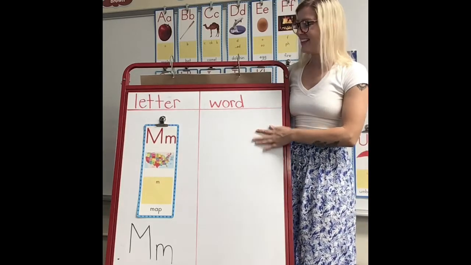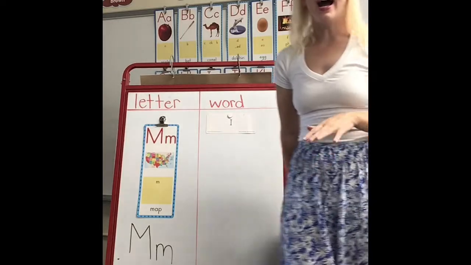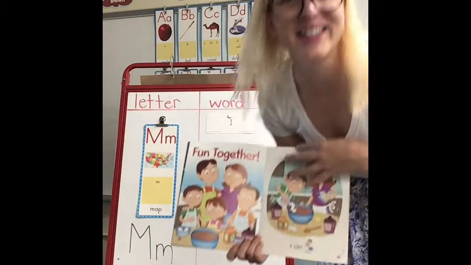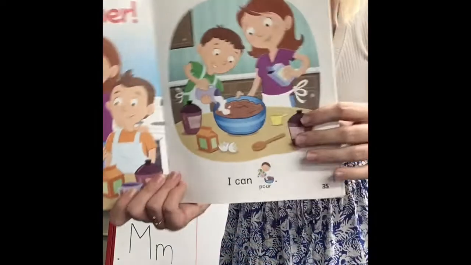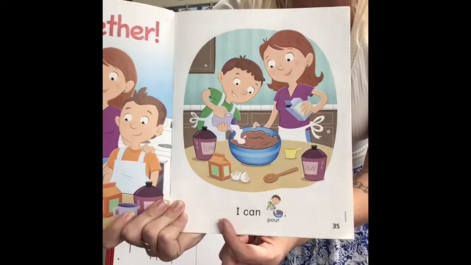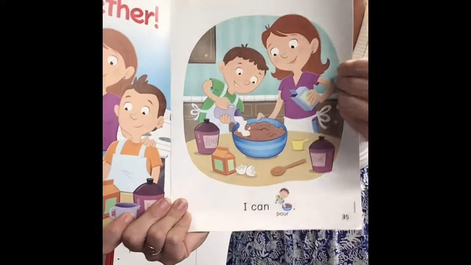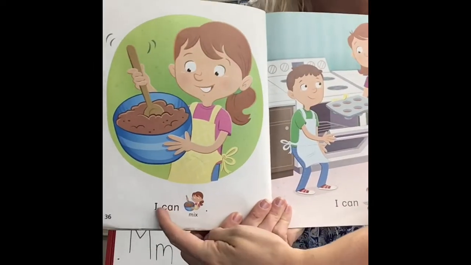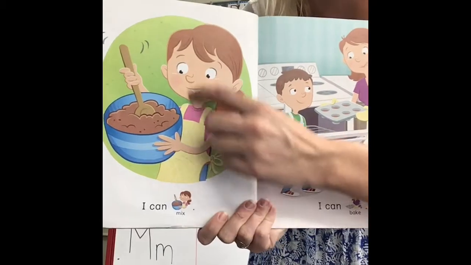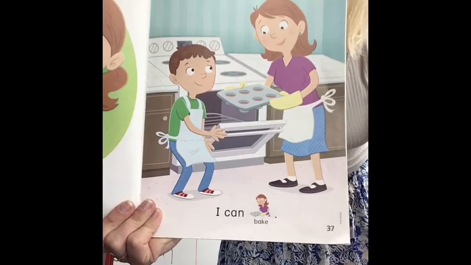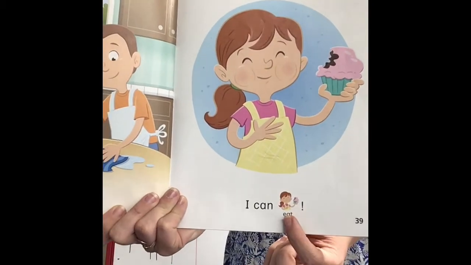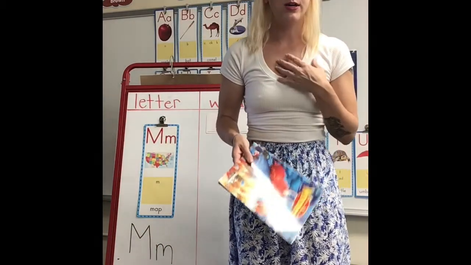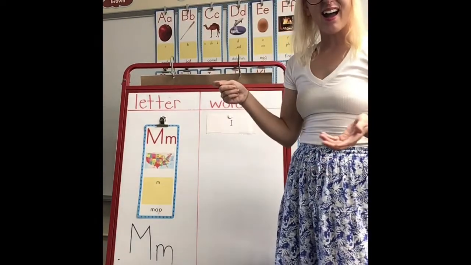Now we can look at our word for today. Our word is I. Now, you guys know the word I really well. Let's review it. I is the word I use when I'm talking about myself. Like in this story, fun together. This person is talking about themselves by saying I. I can pour. I can mix. That's what's happening in the picture. I can bake. I can clean. I can eat. I is the word we use when we talk about ourselves. When we're talking about ourselves, we say I. I can.